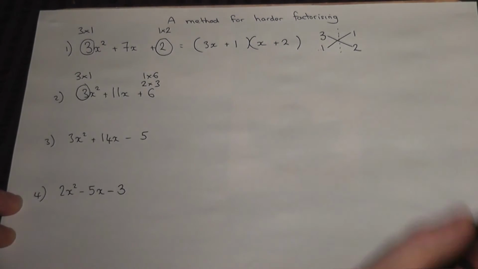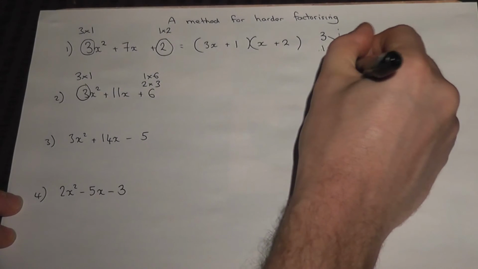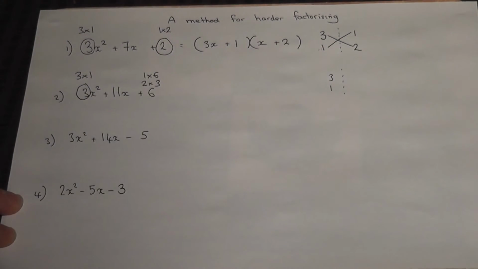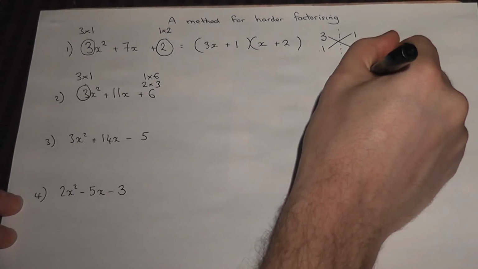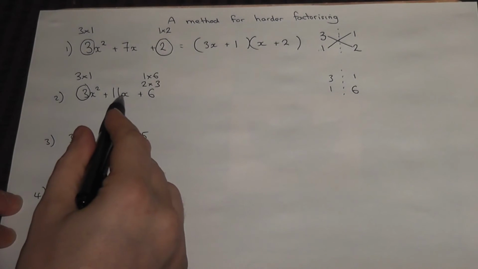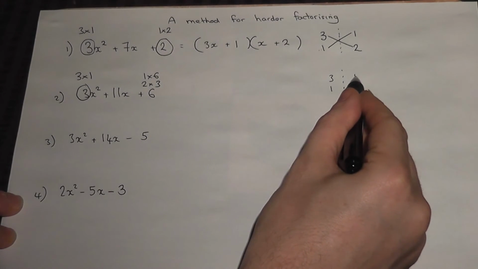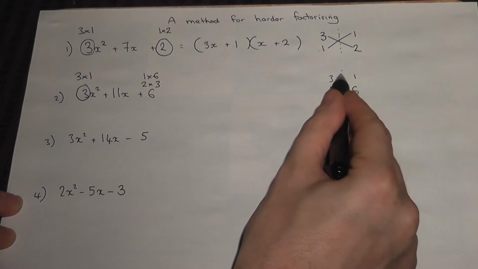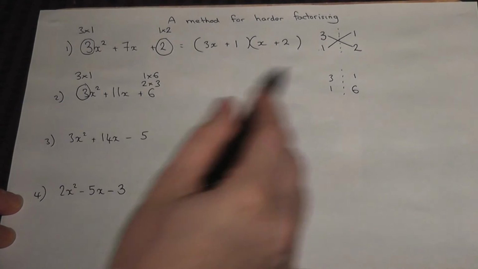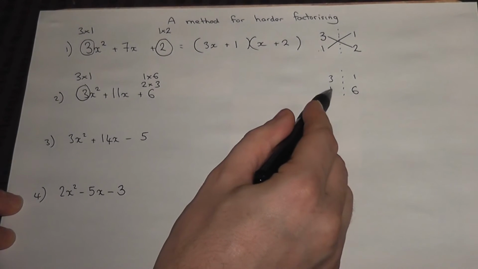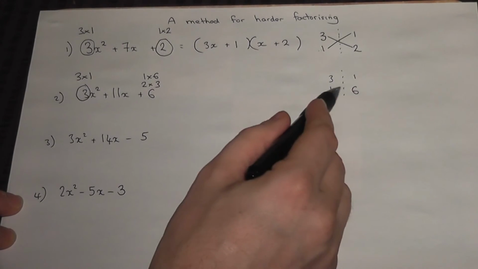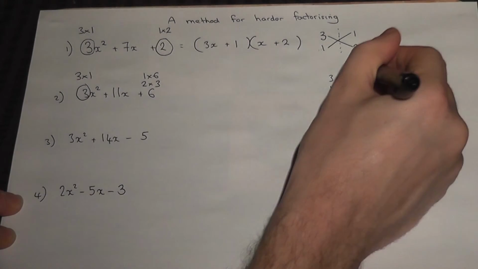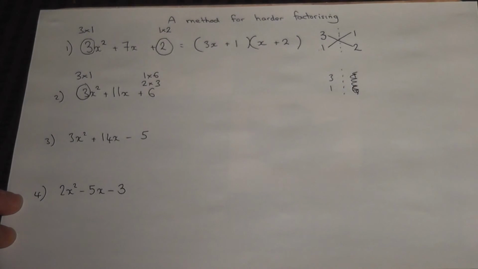So I put the 3 and the 1 down a column. I'll try the 1 and the 6 first. 1 and 6. Can I somehow make 11x? Well, 3 times 1 is 3, 1 times 6 is 6, 3 plus 6 is 9, not 11. 3 times 6 is 18, 1 times 1 is 1, 18 plus 1 is 19. So that doesn't work. So I can ignore that.